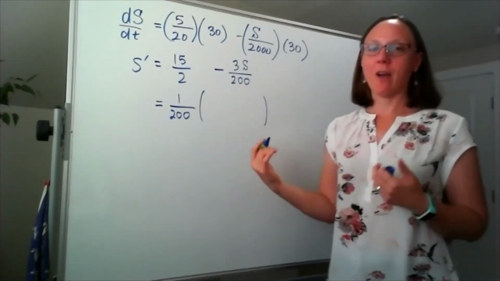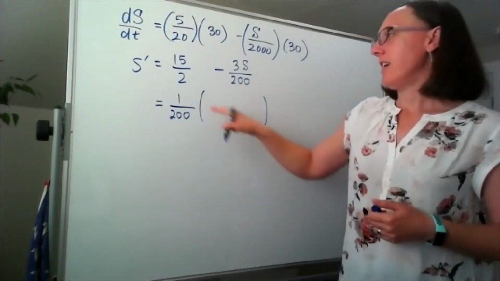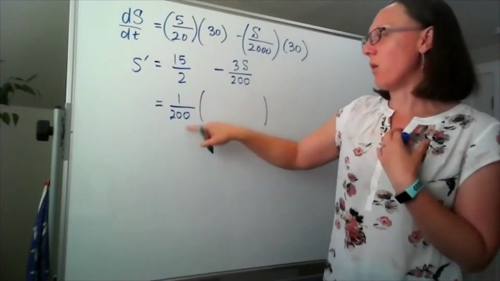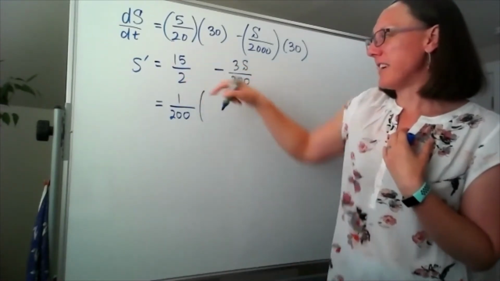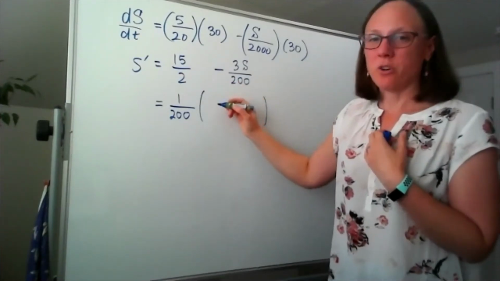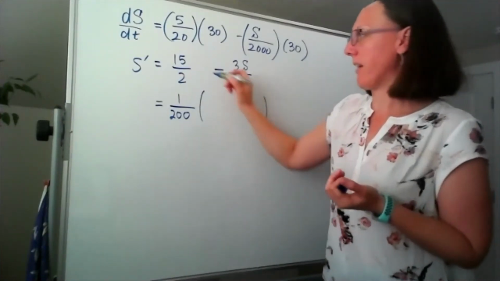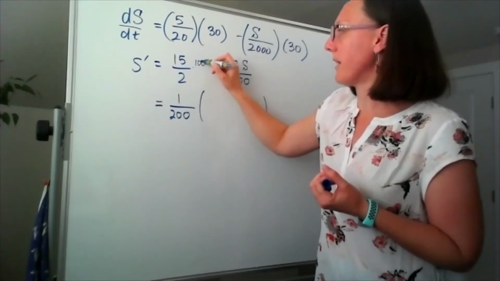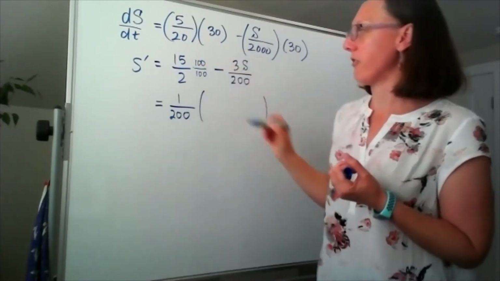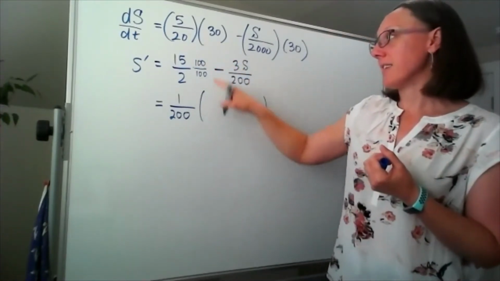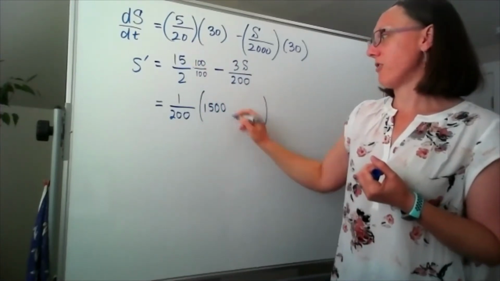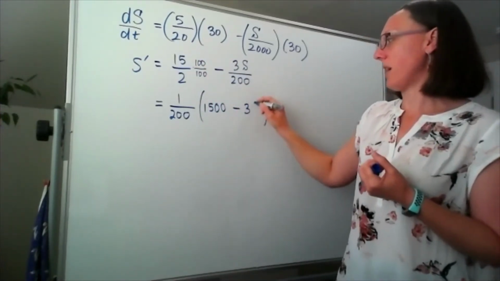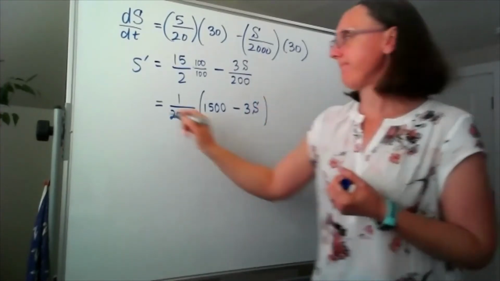Well, if I factor out 1 over 200, then I've got to factor that out of 15 over 2. So it sure would be nice if I had a common denominator. So I'm going to think about multiplying this by 100 over 100, which means this would look like 1,500 minus 3S.